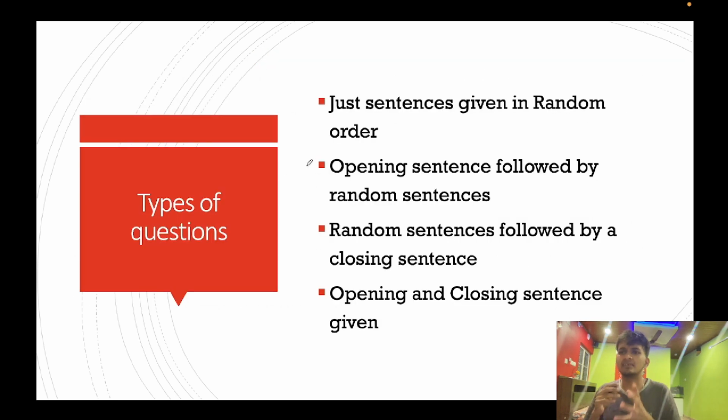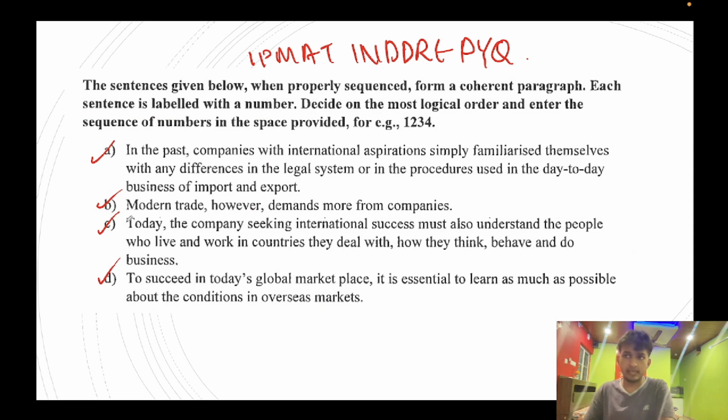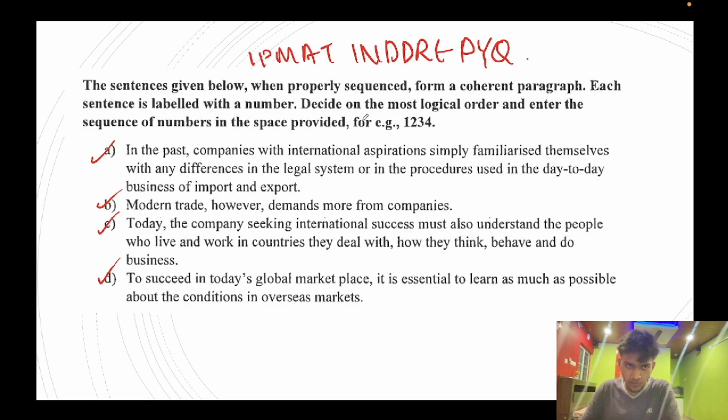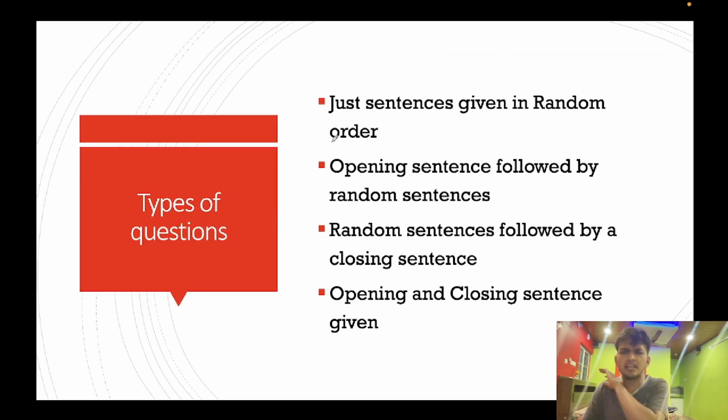Now, let's first understand what type of questions are asked, right? So typically the questions asked in this section contain about 4 to 5 sentences, right? And all the sentences are coded with a letter from the English alphabet. For example, just like you saw A, B, C, and D, you are expected to correctly sequence the given sentences and make them in a proper, readable, and decipherable order, right? Now, types of questions. Just sentences given in random order. As you saw here, there'll be 4 to 5 sentences that are given in completely random order.